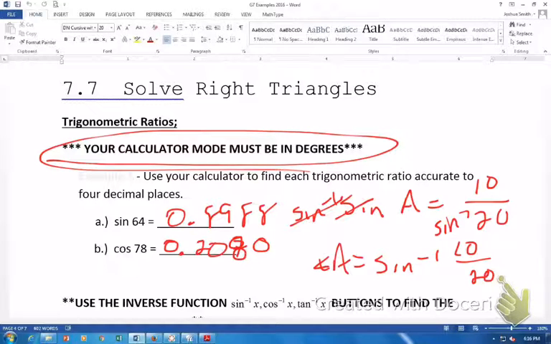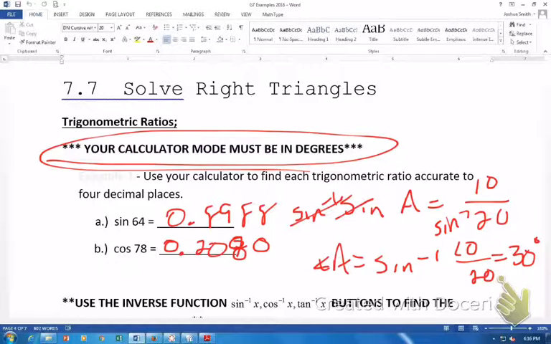And so you're going to want to use that. You're going to want to hit inverse sine of 10 over 20 and close your parentheses. When you type that in, then angle A is going to be 30 degrees. Okay? That's how we're going to use inverse to find angles. That's how we're going to use trig ratios to find angles.